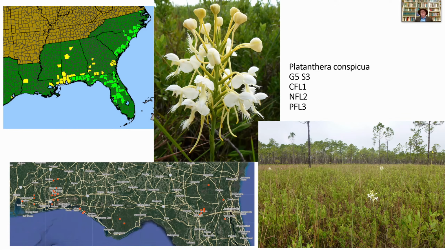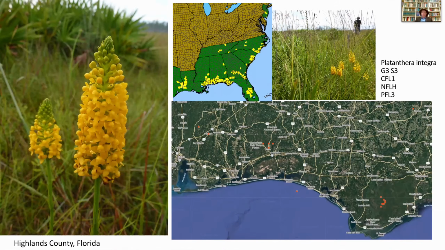North Florida 2, because it is relatively restricted to good quality seepage slope habitats. And 3 for the Panhandle, primarily based on how well it's doing in areas like Blackwater River State Forest and Eglin Air Force Base. Then Platanthera integra. Notice on the wide range map, this one is considered rare in every state where it occurs. It is a G3 species, so rarer globally. S3 because it's actually doing as well in Florida as in any other state.